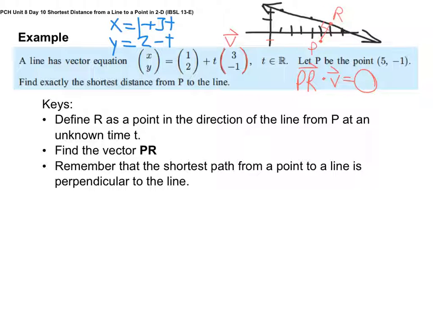So we're going to define point R as the point (1 plus 3t, 2 minus t). We just use the parametric equations as the x and y coordinates. That will make sure that point ends up on the line. Is everyone with us so far?